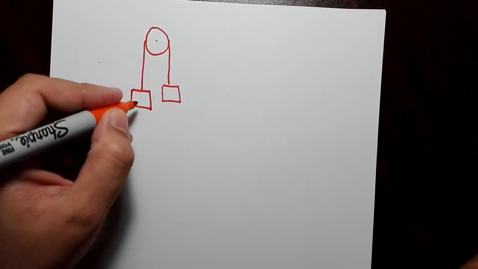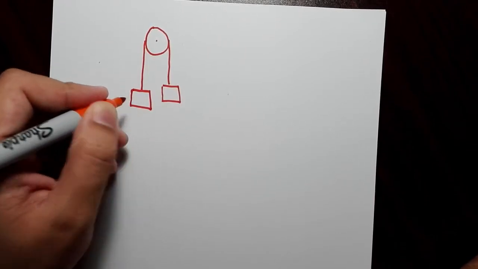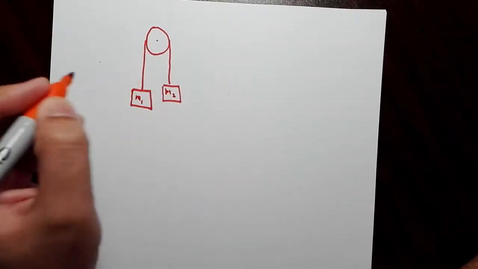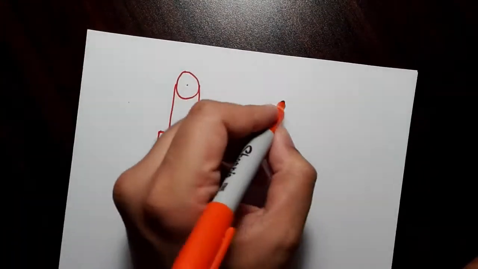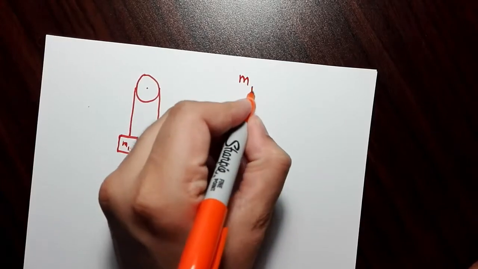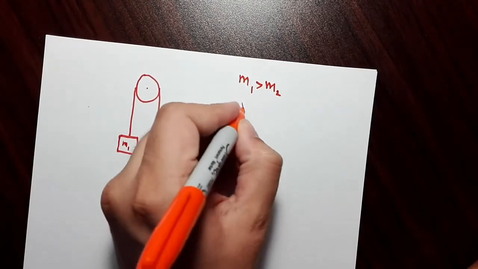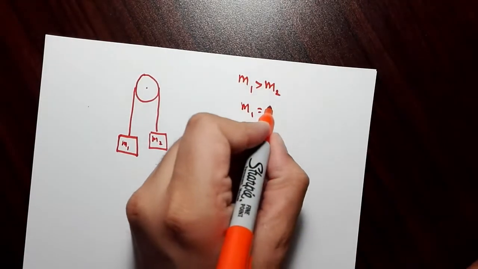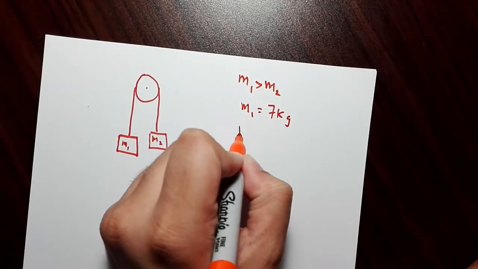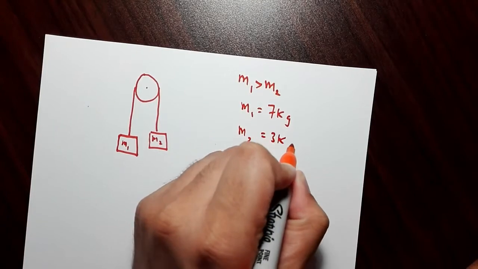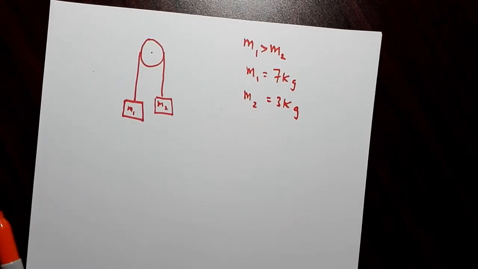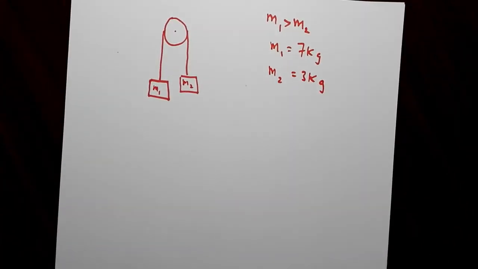are massless. So let's call this guy M1 and this M2, and we'll assume that M1 is greater than M2. Let's assume that M1 is 7 kilograms and M2 is 3 kilograms. Okay. So let's first draw the free body diagrams of these masses.